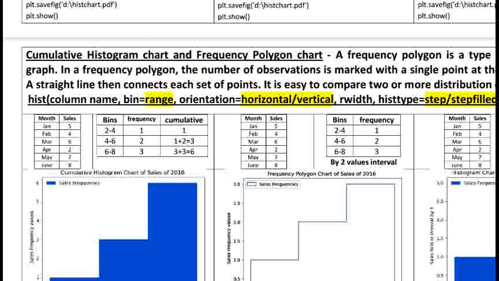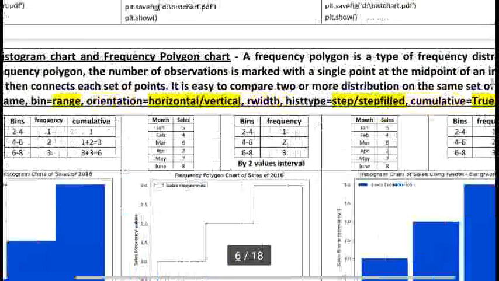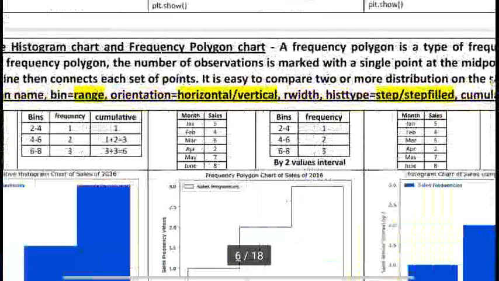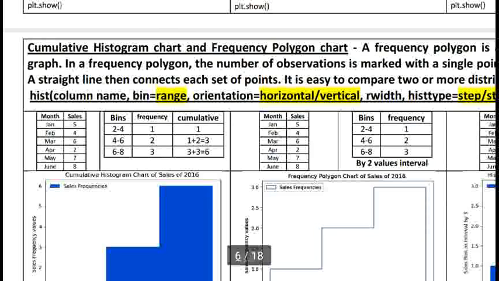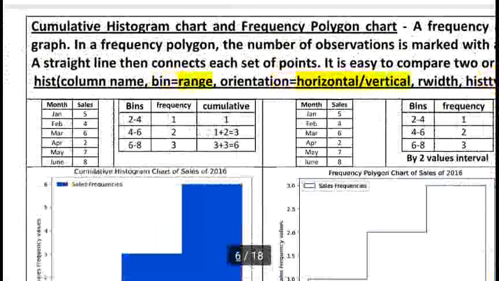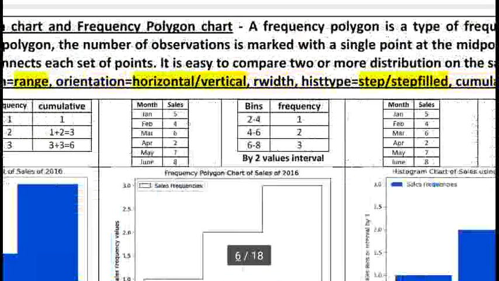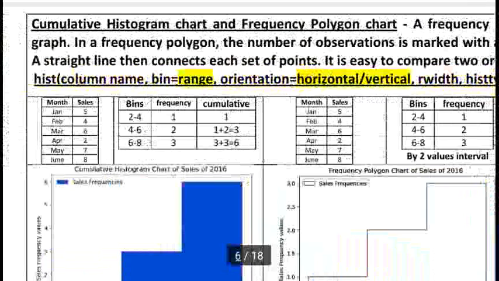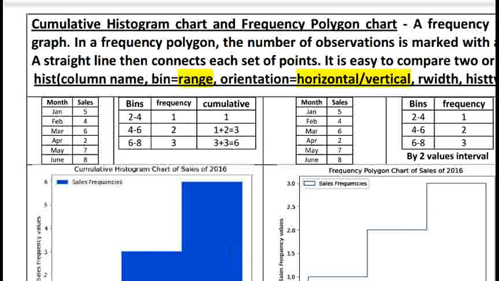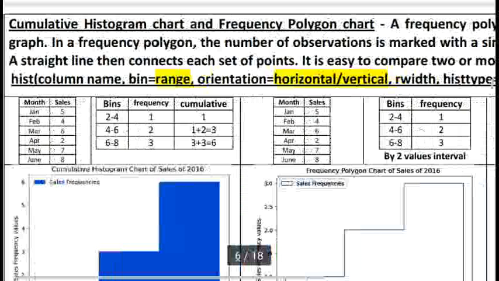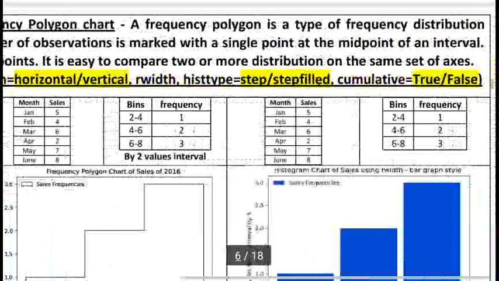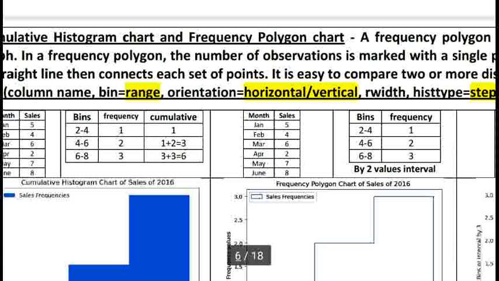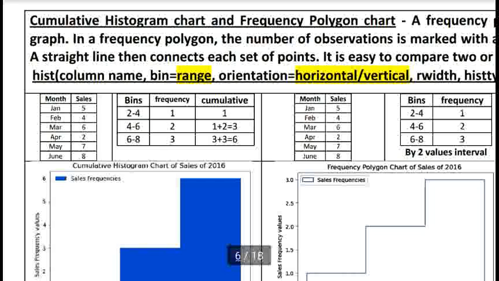Students, this is very simple. First, let's think about what a frequency polygon is. A frequency polygon is a type of frequency distribution graph. In a frequency polygon, the number of observations is marked with a single point at the midpoint of an interval, then a straight line connects each set of points. It is easy to compare two or more distributions on the same set of axes. So this is our frequency polygon and cumulative histogram, two new charts.